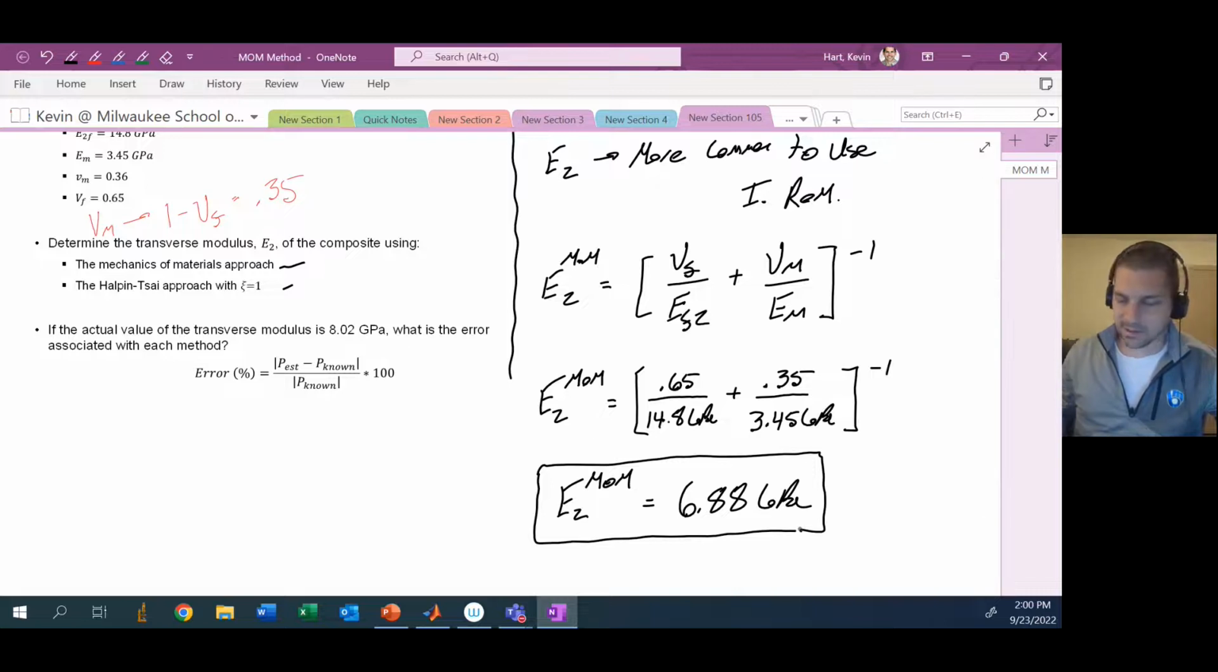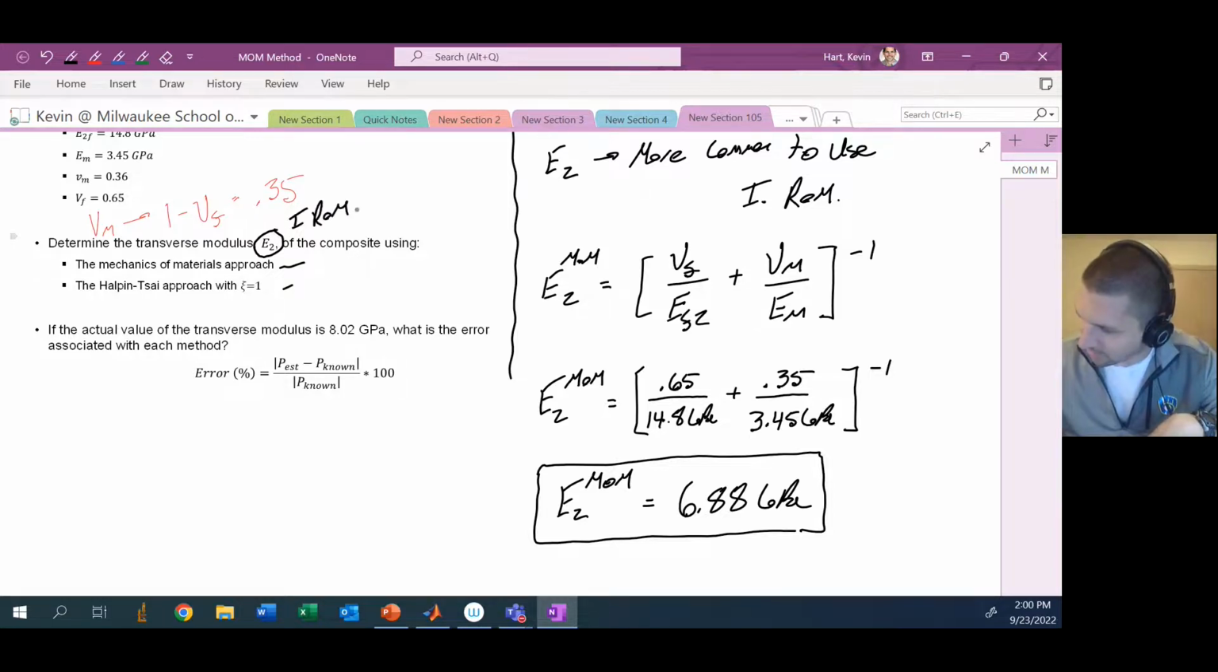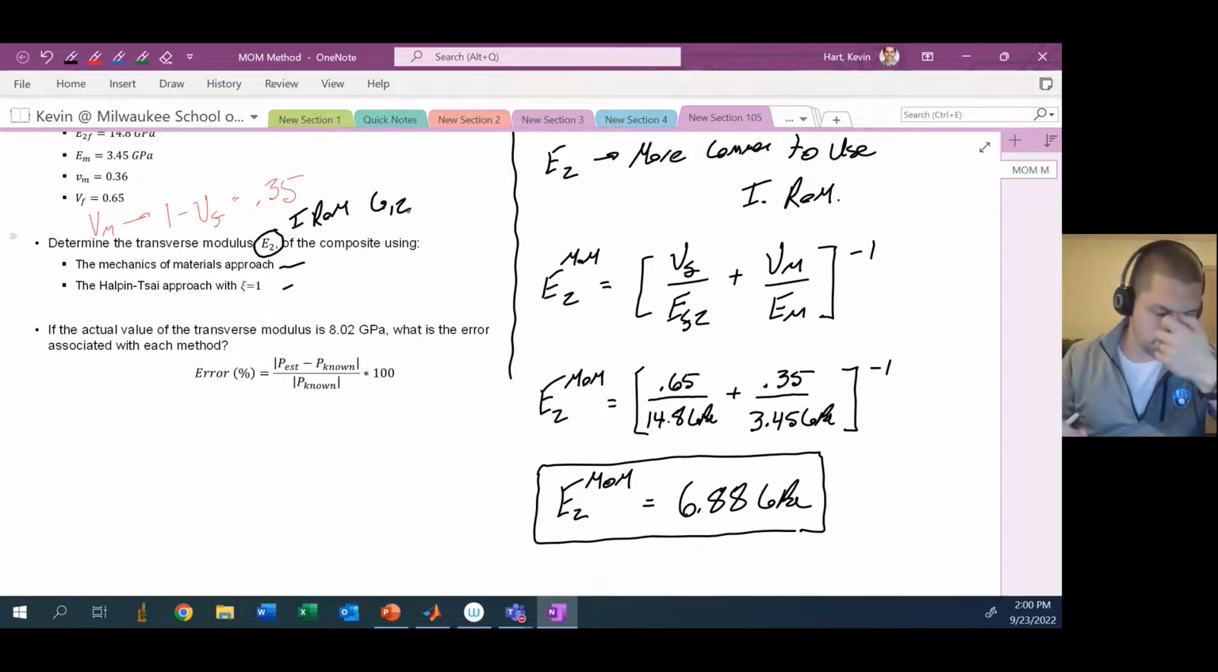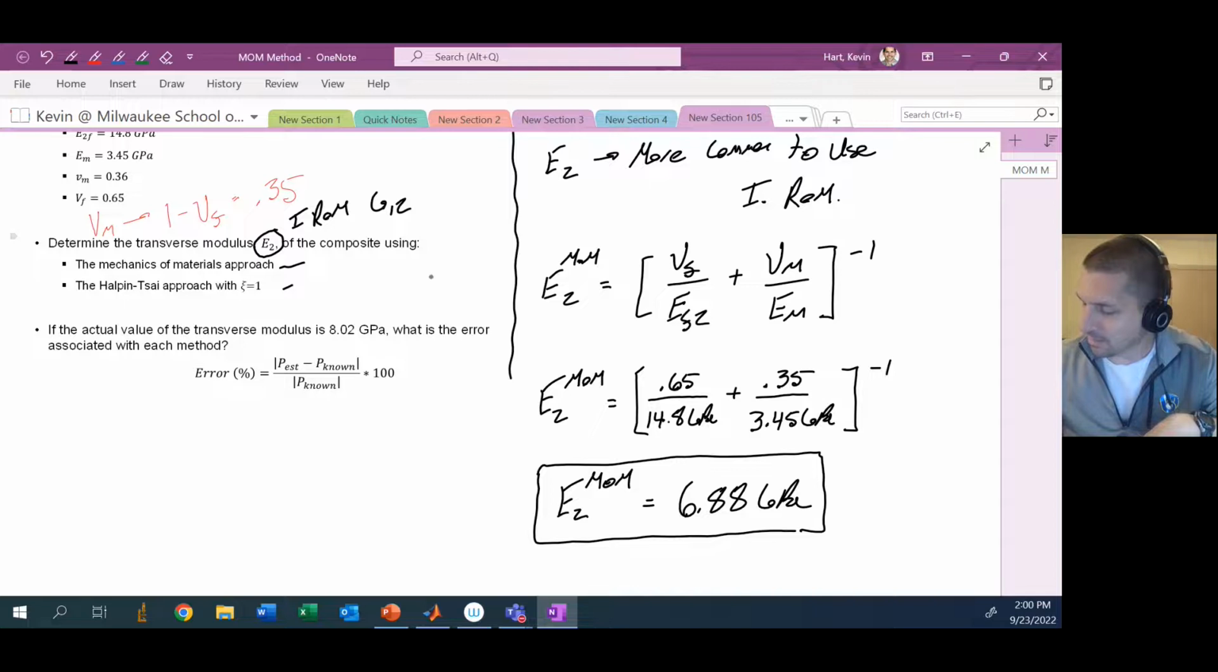So remember, when it comes to the mechanics of materials approach, we have inverse rule of mixtures or rule of mixtures. And when it comes to E2, the better choice is inverse rule of mixtures. Remember, this is good, inverse rule of mixtures. Also good for inverse rule of mixtures is G12. It's not great, but is okay. If we were asked to calculate, let's say, the modulus in the one direction or Poisson's ratio in the 1,2, then we'd probably want to go with the traditional rule of mixtures instead of the inverse rule of mixtures.